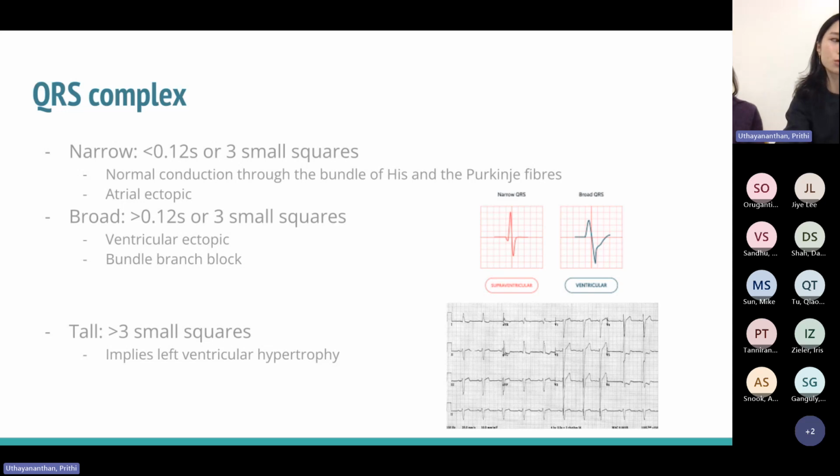Bundle branch block could also result in a broad QRS complex because the impulse gets to one ventricle down the conduction system and then it spreads to the other side. The QRS could also be described as small or tall. Tall would be more than 3 small squares and it shows left ventricular hypertrophy. However, in tall, slim people, they may also have that, so it could be just normal.